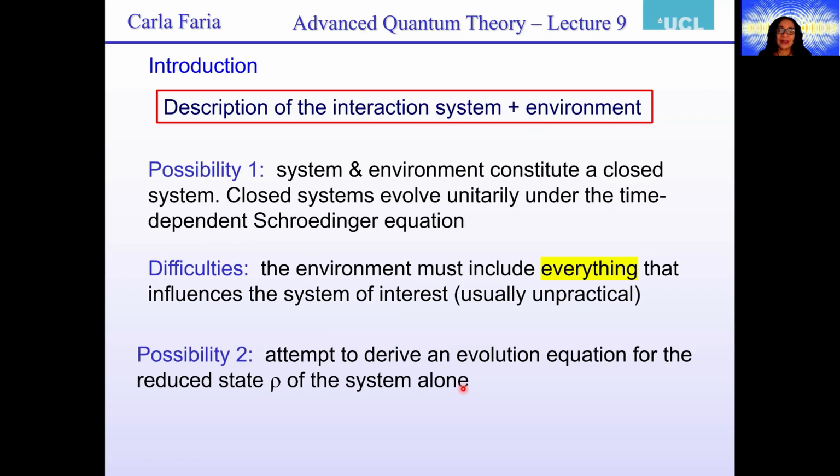Or you can try to derive an evolution equation for the reduced state of the system alone. And that's what we're going to see. Many times this is phenomenological. Many times it's a bit of a shot in the dark and you're making educated guesses. But this is a powerful formalism because sometimes you have no choice and you really need to go for what you can do. And that's why we spent a long time looking at density matrices and also reduced density matrices so that we would be able to do this kind of thing.